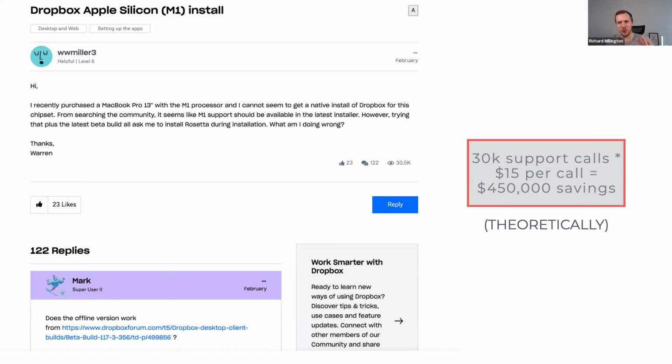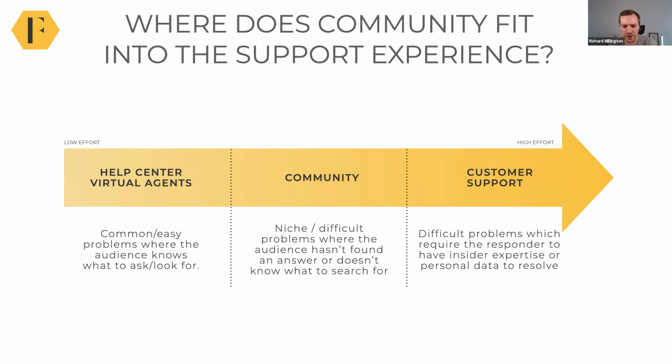But community also fits into a very particular place in the support experience. What I mean by that is that there are questions that are repetitive and the same answer applies to every question. This is where the help center, virtual agents, and even chatbots today are going to answer. And then there are questions that require personal information or they're an edge case that no one has tackled before. This is where customer support plays a role. And then there's what we call the in-between questions, which sit here. These are niche or difficult issues where the audience hasn't found an answer or maybe doesn't know what to search for. So a community plays a very specific role, and this is the unique value of a community.